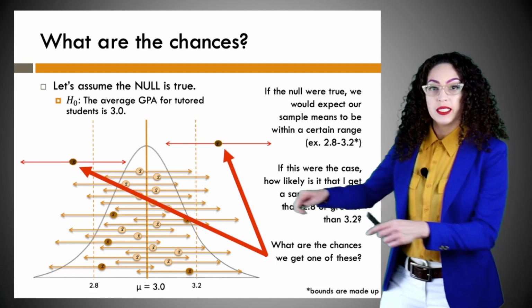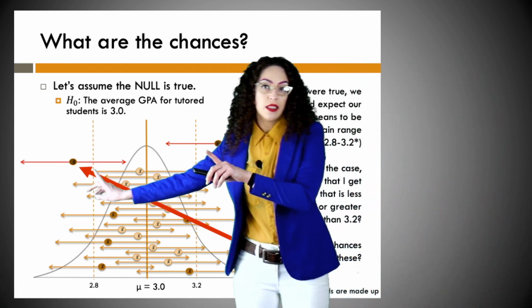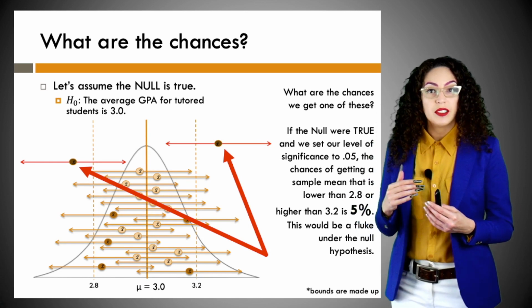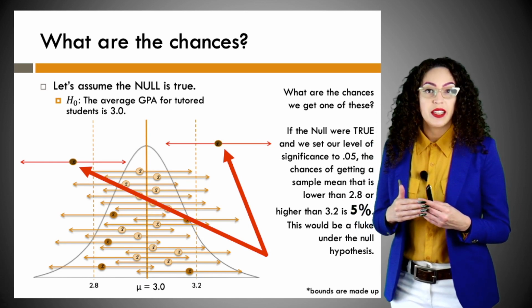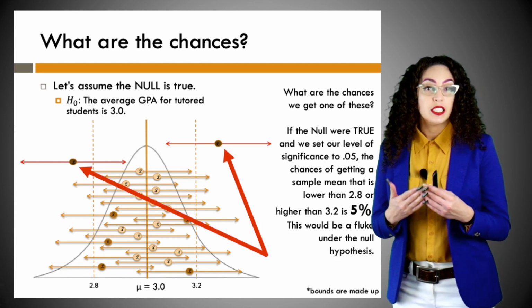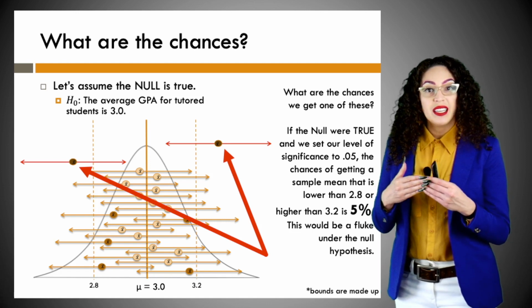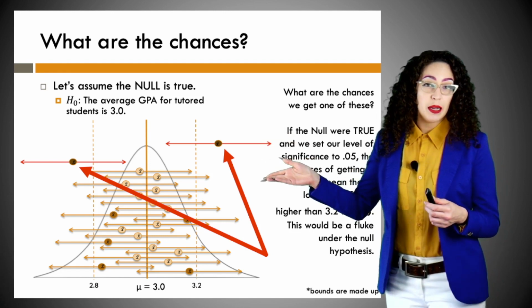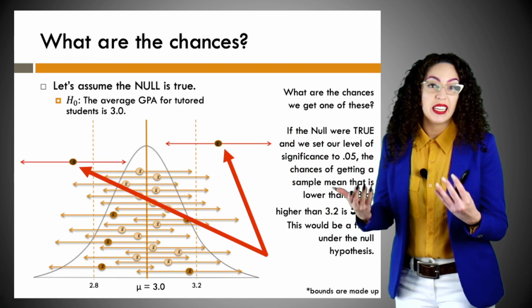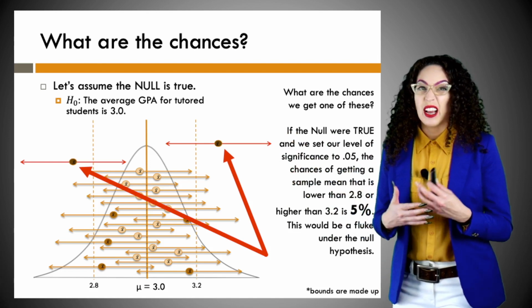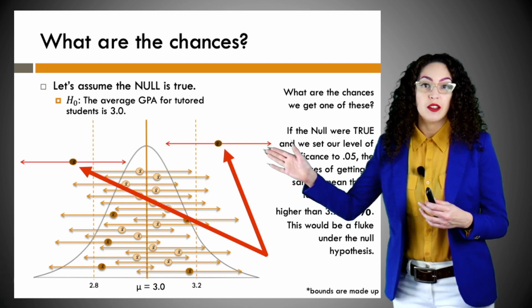Basically, what are the chances that I get a sample mean that is way out here? If the null were true and we set our alpha to that 0.05, the chances of getting a sample that is lower than 2.8 or higher than 3.2 is 5%. This would be a fluke under the null hypothesis. So in this case, maybe you ended up sampling a group of students who were already going to get a high grade anyway. You just, by random chance, sampled a non-representative sample and you got this fluke.